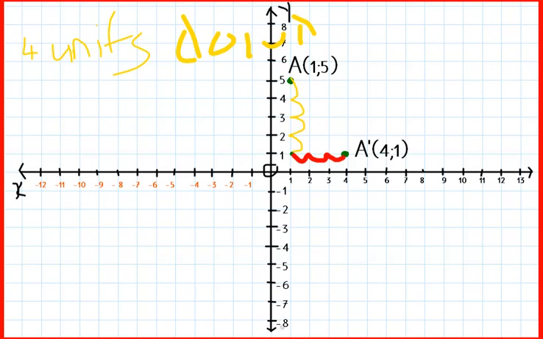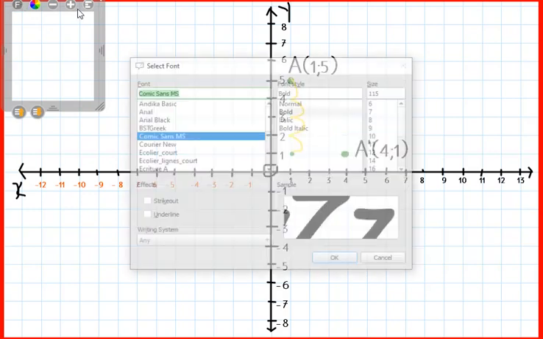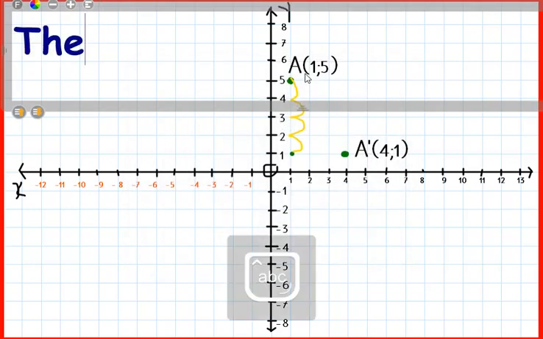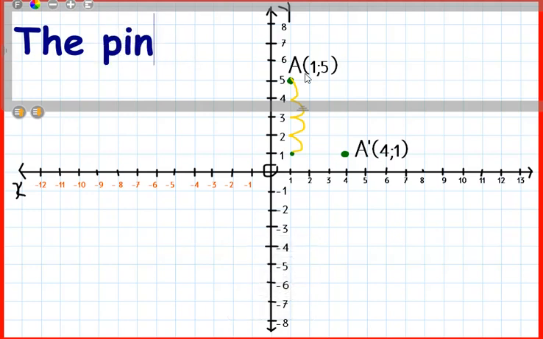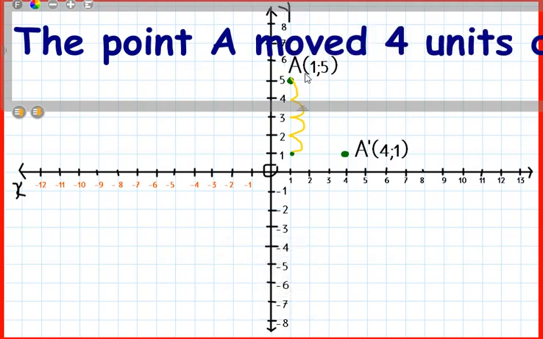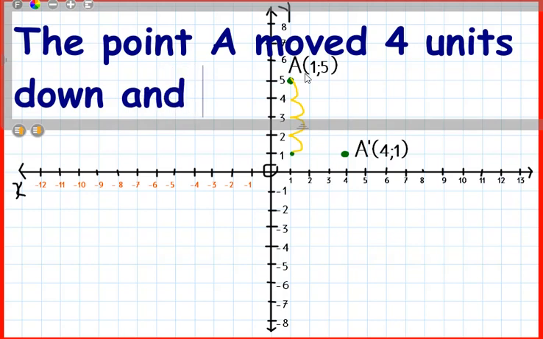If we were to write the translation, we would write it as follows. We'd say the point A moved 4 units down and 3 units to the right.